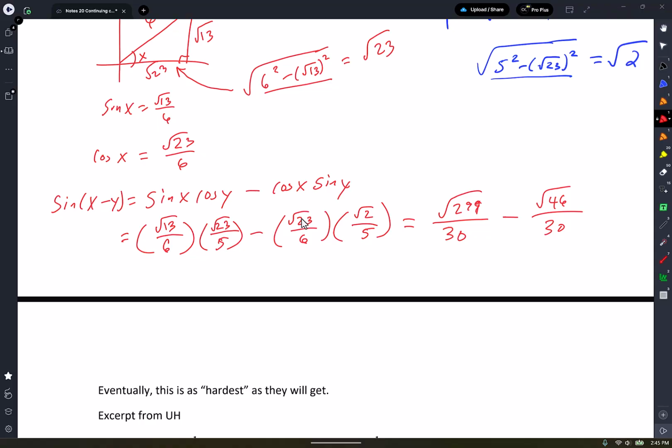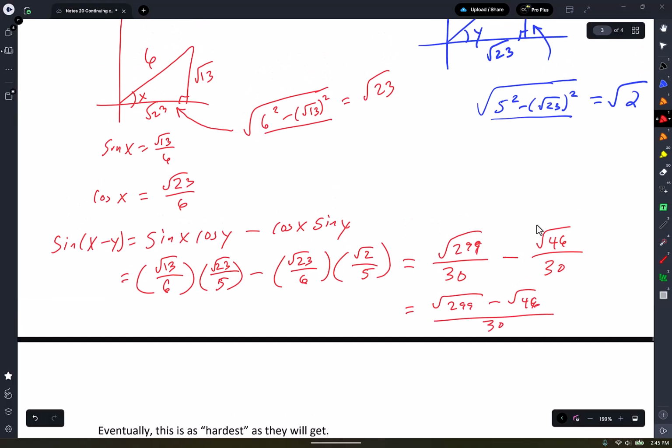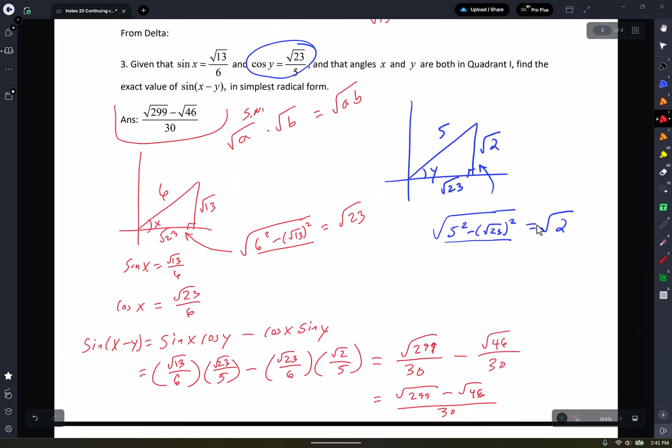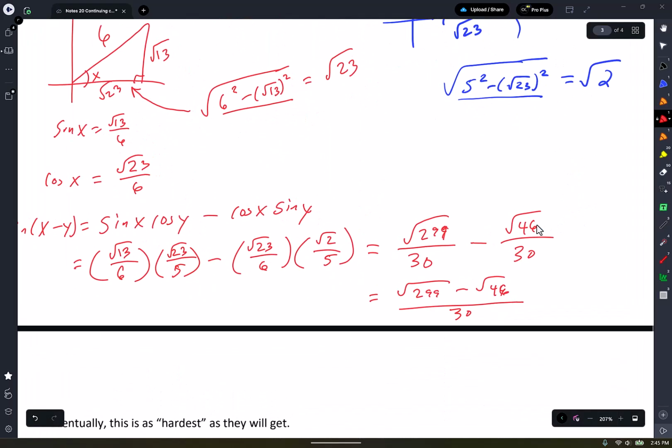And 23 is not a perfect square, and 2 is not a perfect square. So there it is, guys. And that's it. That's the answer. Leave it alone. They both have a denominator of 30, so square root of 299 minus square root of 46, all over 30. Is that what it says for A and S? What do you guys think? Are you not entertained?